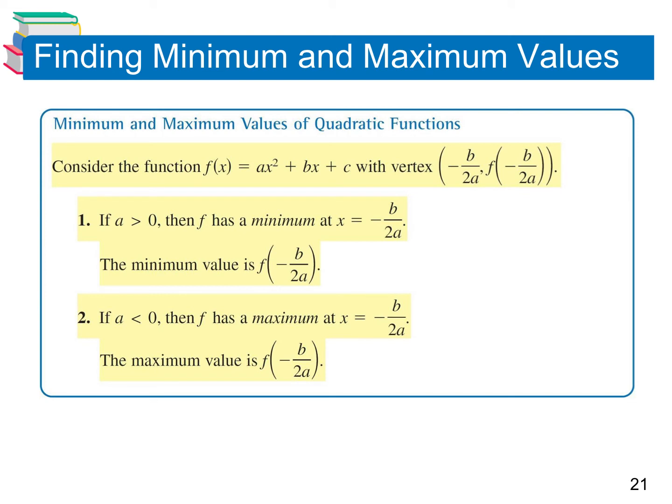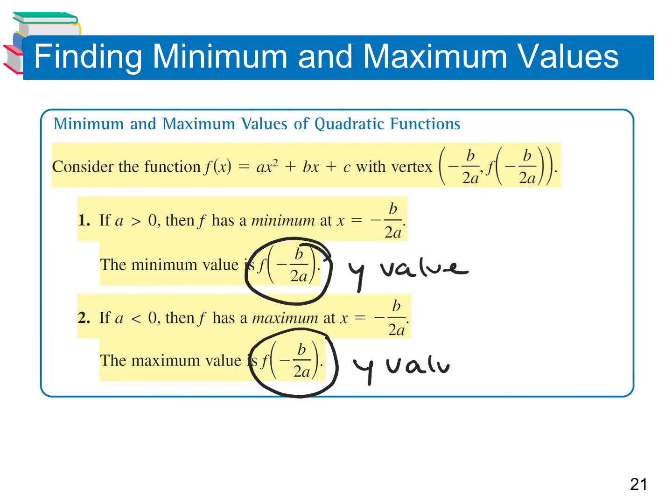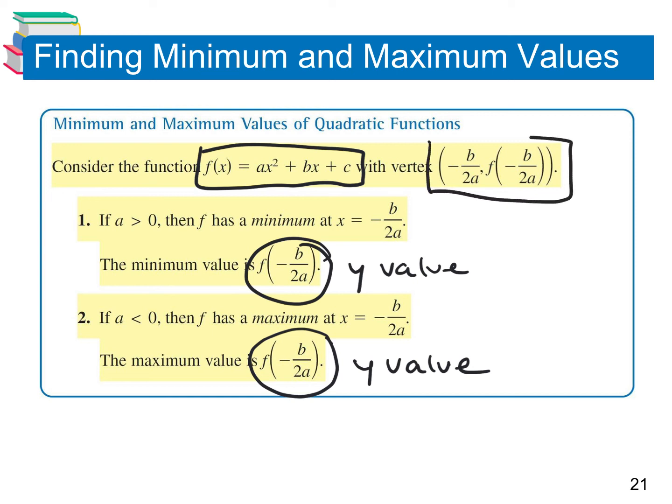This is just saying the same thing. The minimum value is your y value. Same thing with the maximum, it's your y value. If it gives it to you in standard form like this, where you have a times x squared plus bx plus c, you can find the vertex by using this formula. So exactly what we just did.